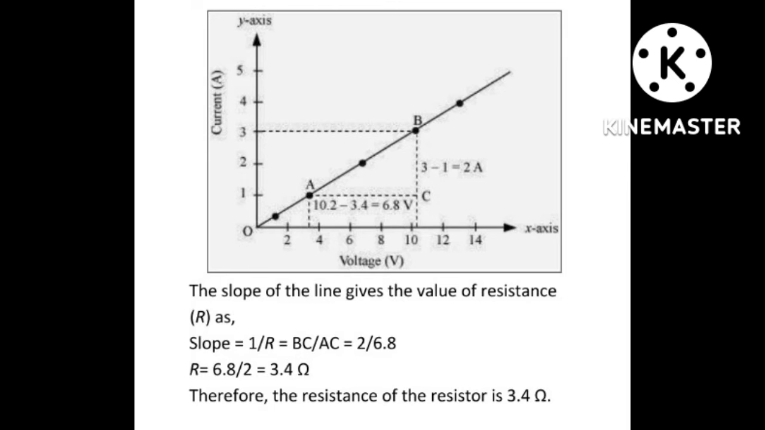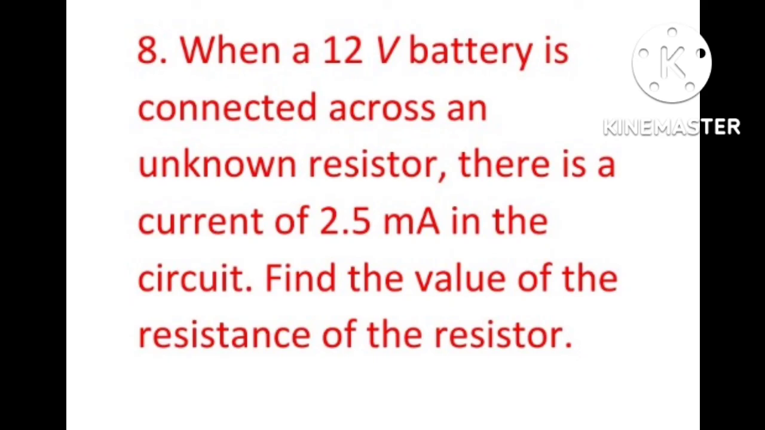For calculating the resistance from the graph, we can select a slope here. Here we can see ABC, that is a slope, and the slope, that is y by x, we can calculate. That will be equal to BC divided by AC. Then we will get 1 by R, that is 2 by 6.8. So R will be the reciprocal of the slope, that is 6.8 by 2, which is equal to 3.4 ohm. That is, the resistance of the resistor is 3.4 ohm.